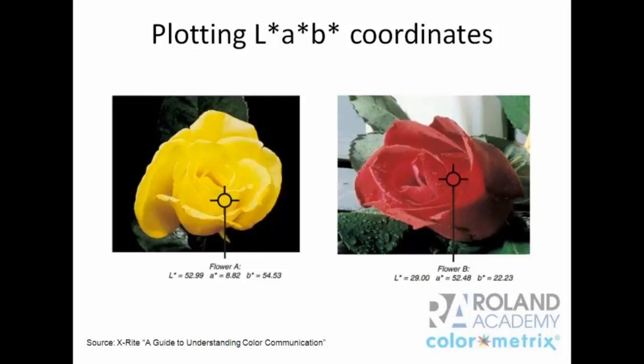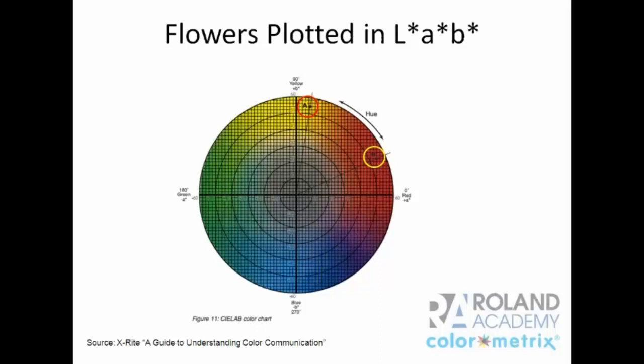So obviously we can visually see that these are different, but what's interesting is to then see how they plot out. So I've actually done something here to sort of fool your eyes. The yellow rose is point A, which I've circled in red, so it stands out. And the red rose is the letter B, which I've circled in yellow.